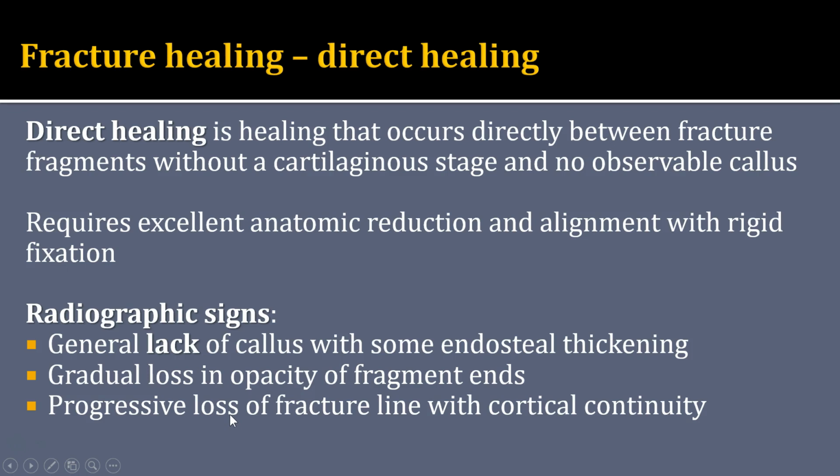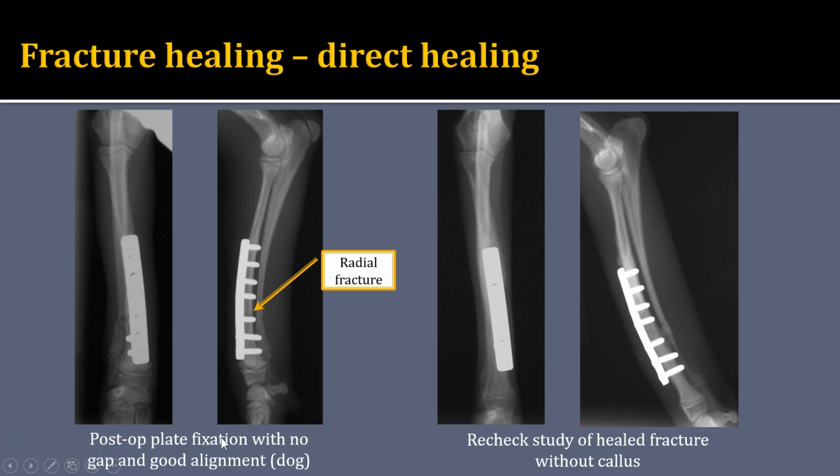Radiographically, when a patient is undergoing direct healing, there will be a general lack of callus, maybe some bit of endosteal thickening, and then gradual loss in opacity of the fragment ends with progressive loss of the fracture line and ultimately cortical continuity. This is an example of a patient that had direct healing of a radial fracture.